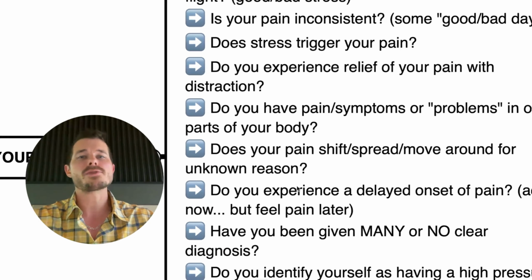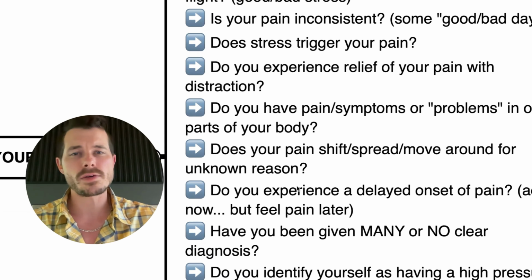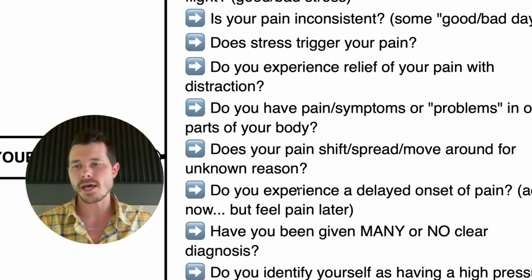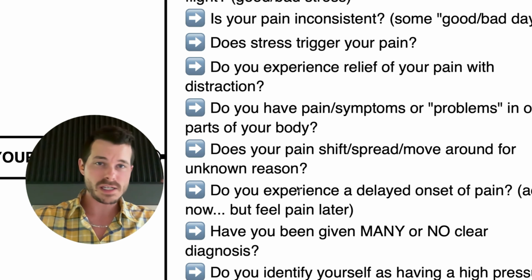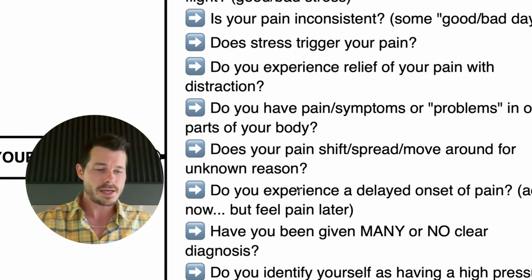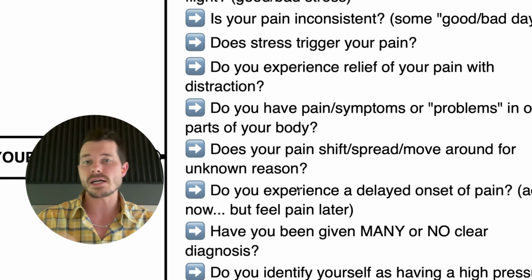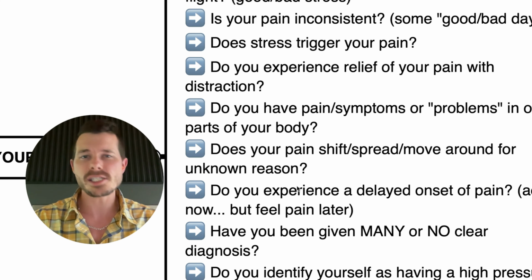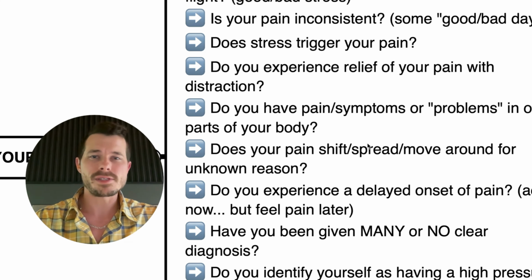Do you have pain or symptoms or problems in other parts of your body? So commonly we see that, because the brain can create very real physical problems anywhere else in the body, maybe you've got some back and butt stuff, but maybe you've got shoulder stuff or migraines or digestive issues. So do you have symptoms elsewhere?